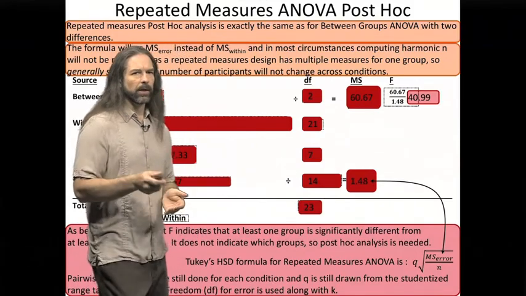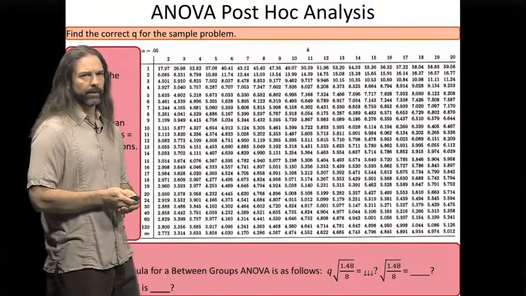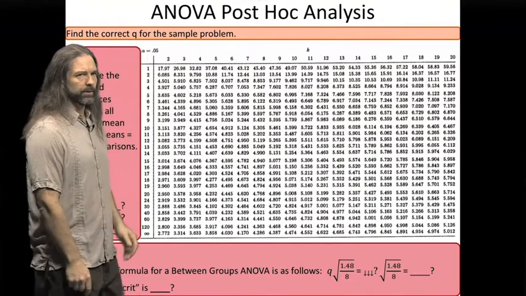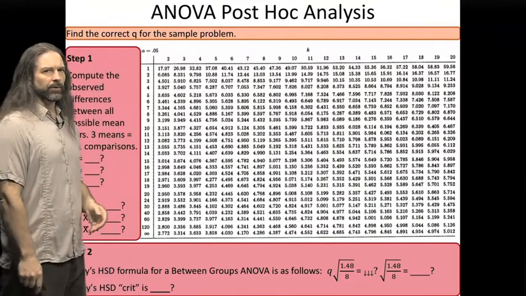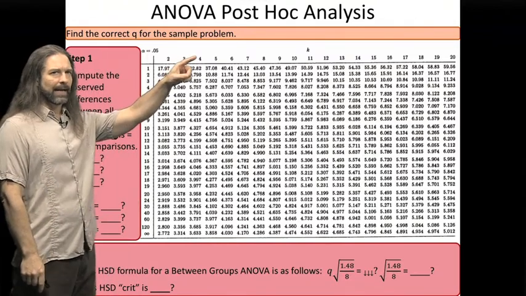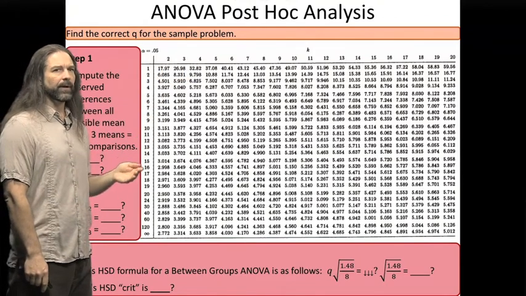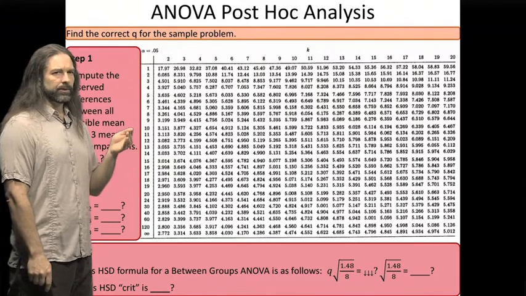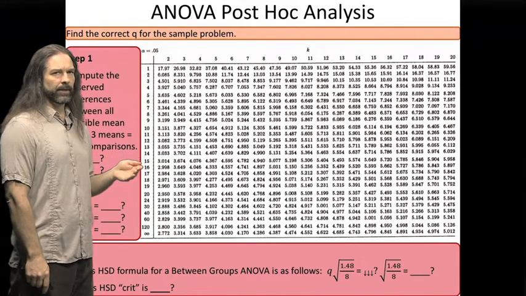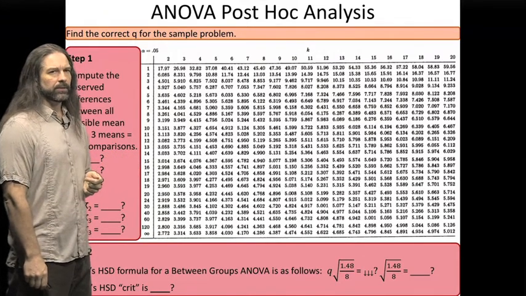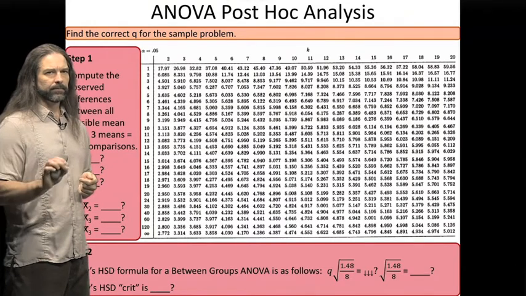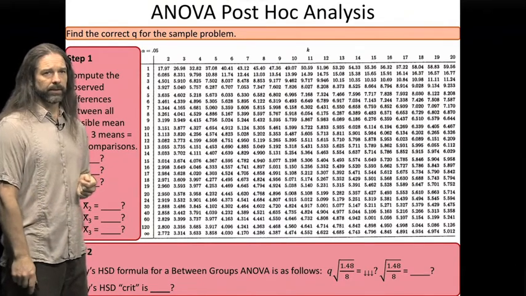You will need to look up that Q value from the studentized range table. That works just as it did before. Remember, the top is K, that's not degrees of freedom, and then you will have your degrees of freedom for your error term. You're always using your degrees of freedom for your denominator over here. So you'll need to find your Q value from the studentized range table.